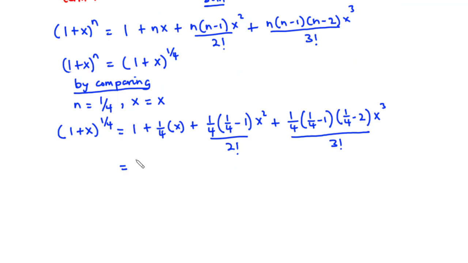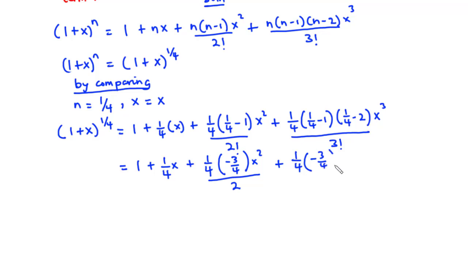So let's simplify. We have 1 + 1/4 x + 1/4 times, 1/4 minus 1 is -3/4, times x squared, and then 2 factorial is 2. So divided by 2, plus 1/4, 1/4 minus 1 is -3/4, 1/4 minus 2 is -7/4, times x cubed. 3 factorial is 6, so divided by 6.